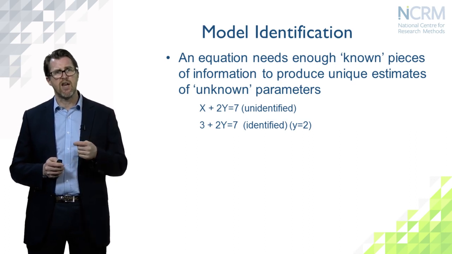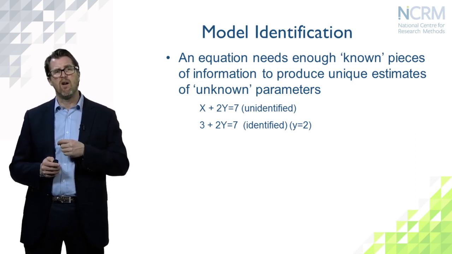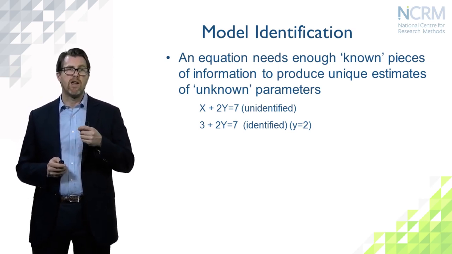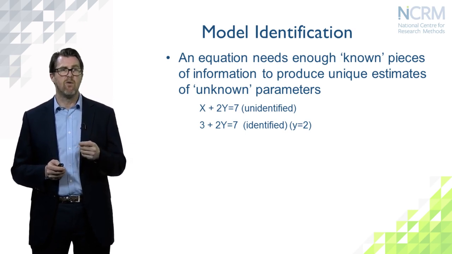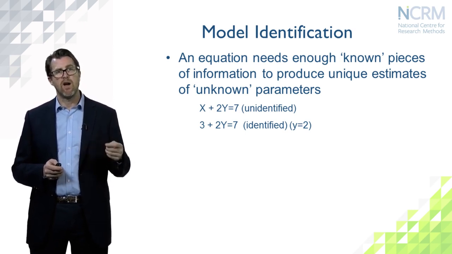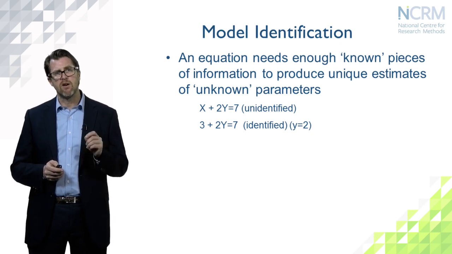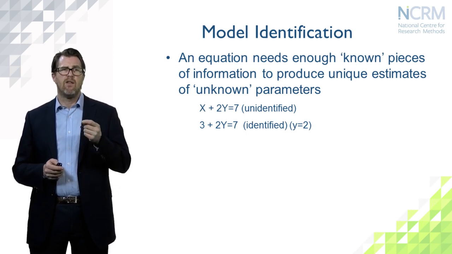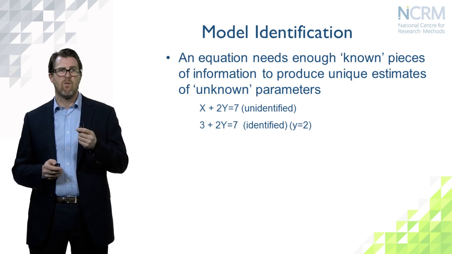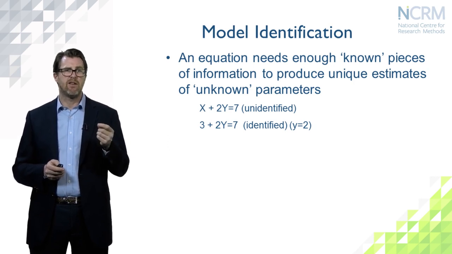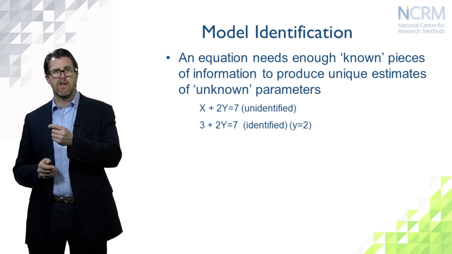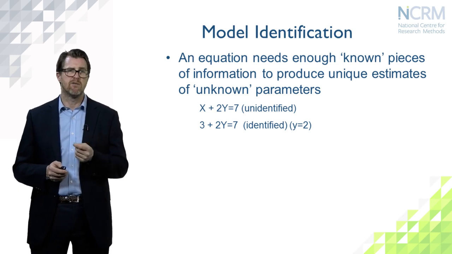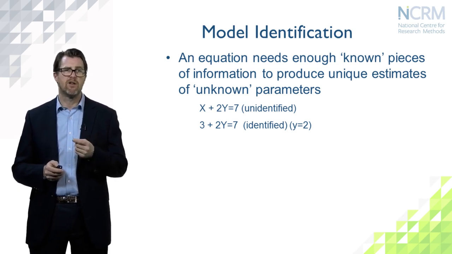Now, if we change that equation slightly, where we now are not having x as an unknown and we make that 3, then we can only have one value for y, which is 2, in a way that will satisfy that equation. So that equation then is identified. That is the essence of what we need to understand about identification, is that it's to do with the balance between the number of known and unknown pieces of information in an equation.